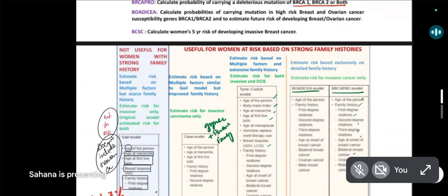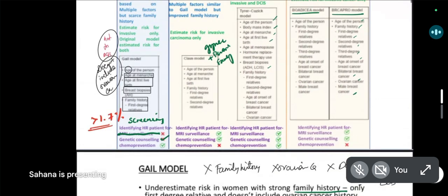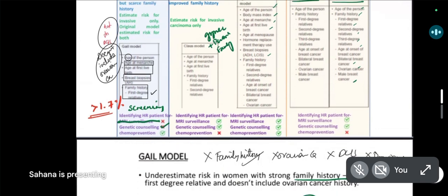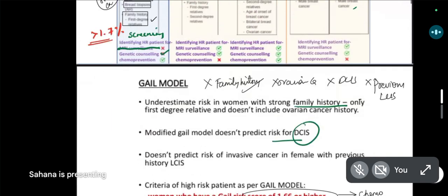For example, if you take Gail model, which was the oldest and the first to develop, they took more prominence for personal history, their biopsies, age, and all hormonal factors, and they omitted a history of DCIS in personal history. Family history of first degree was there, but BRCA, which is the driver thing, was not used in this Gail model. This score actually is 1.7 for all purposes of screening. To tell high risk, it should be more than 1.7%.